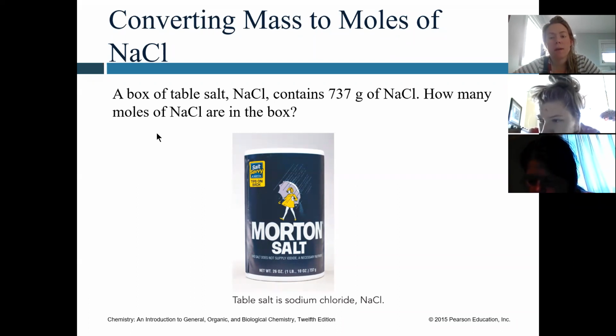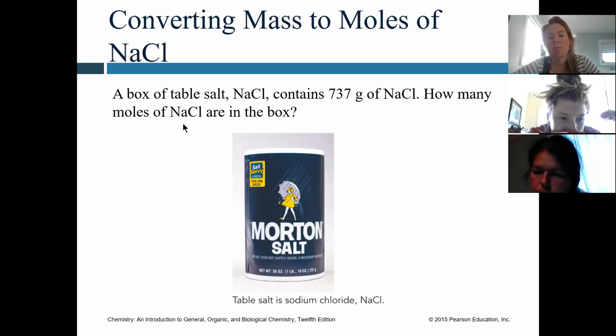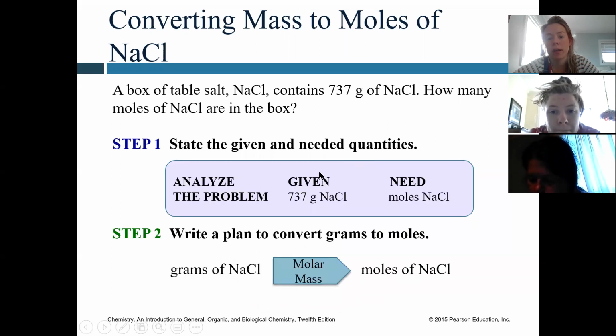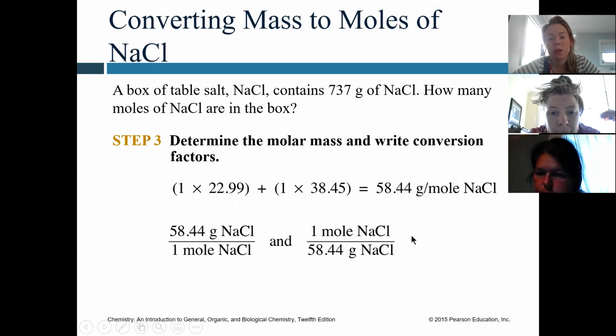Okay, so in this problem, we're given grams and we want to calculate the moles. So going from grams to moles or moles to grams, we need a molar mass. And in this case, we need a molar mass of NaCl. So we would need to take the mass of one sodium and add it to the mass of one chlorine. So the mass of that should be 58.44, right? One sodium is 22.99.